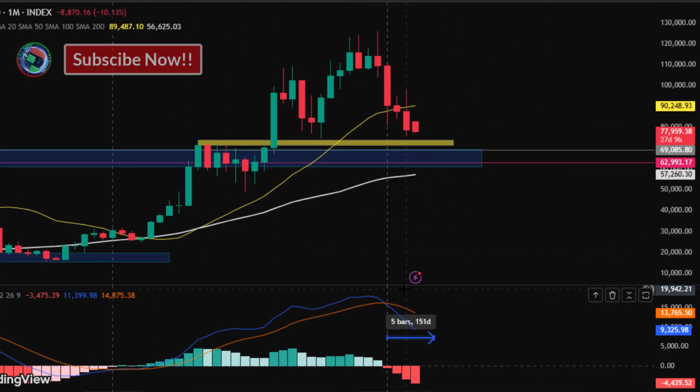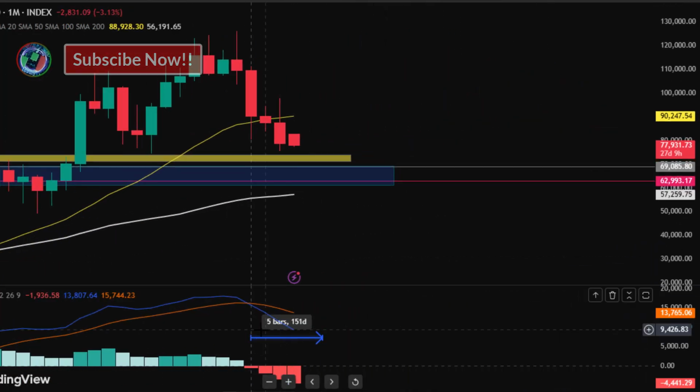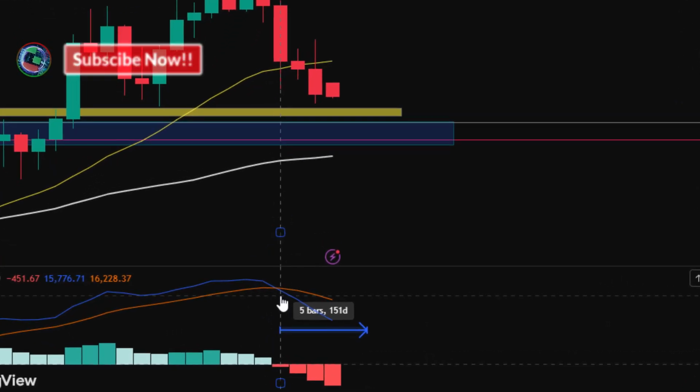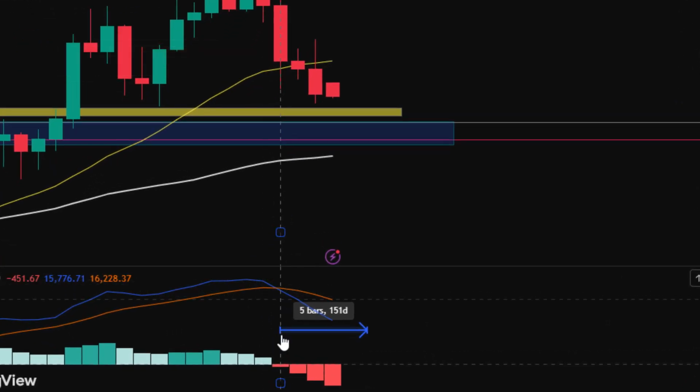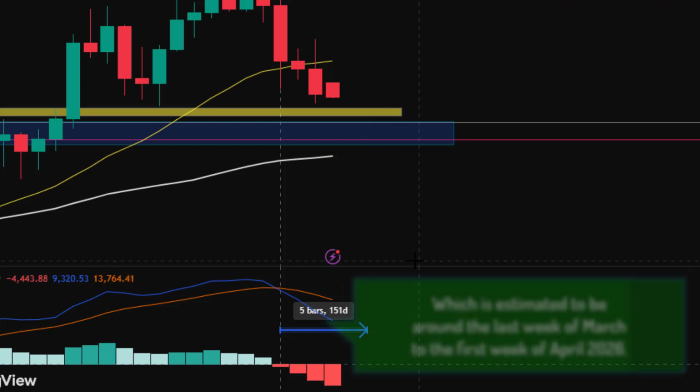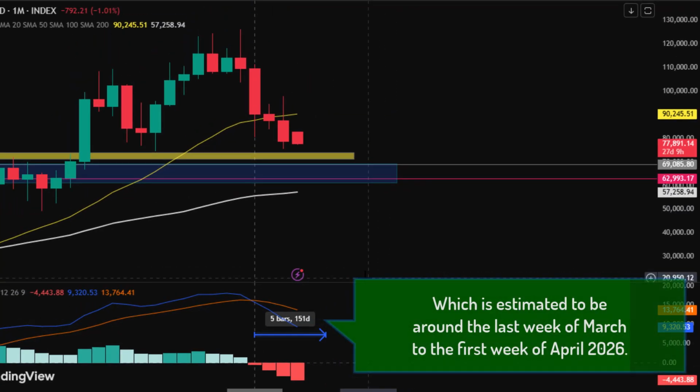So bringing that to today's instance, I drew this point where the MACD crossed on the monthly chart of BTC, to this very point. It took about 151 days again, which is going to be Wednesday, the 1st of April 2026. So approximately the last week of March, before April, and the first week of April is where BTC is going to be at the lowest point.